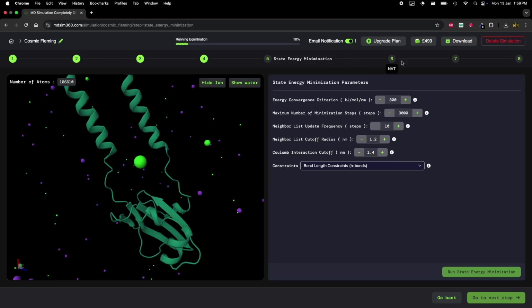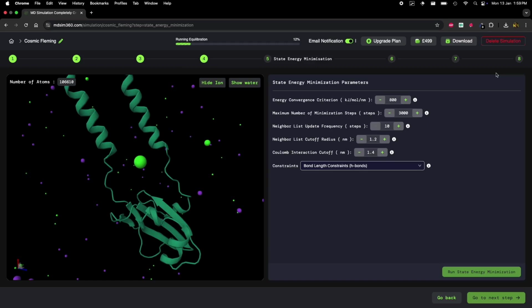After solvation, the next step is ionization. In this step, we add ions to the system to balance the charges of the molecules. Finally, we arrive at the energy minimization step. Each of these steps is designed to prepare the system for an accurate and stable molecular dynamics simulation.